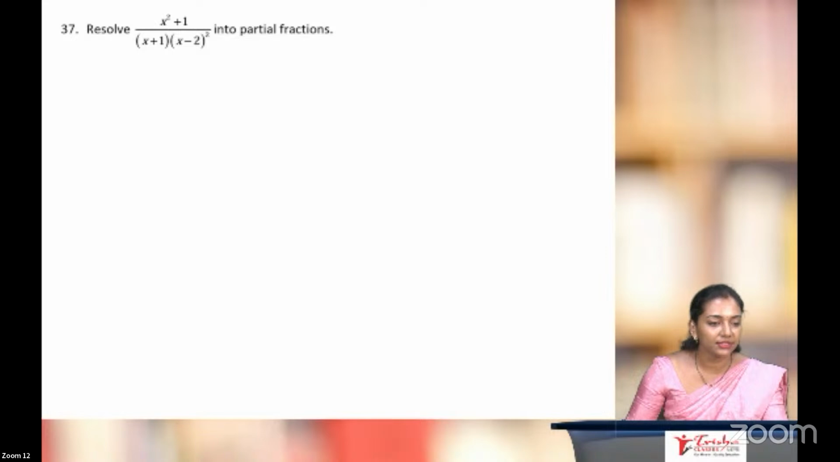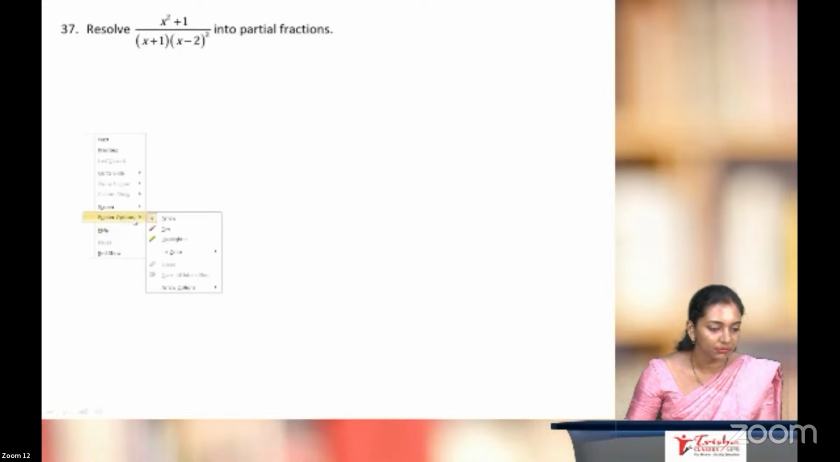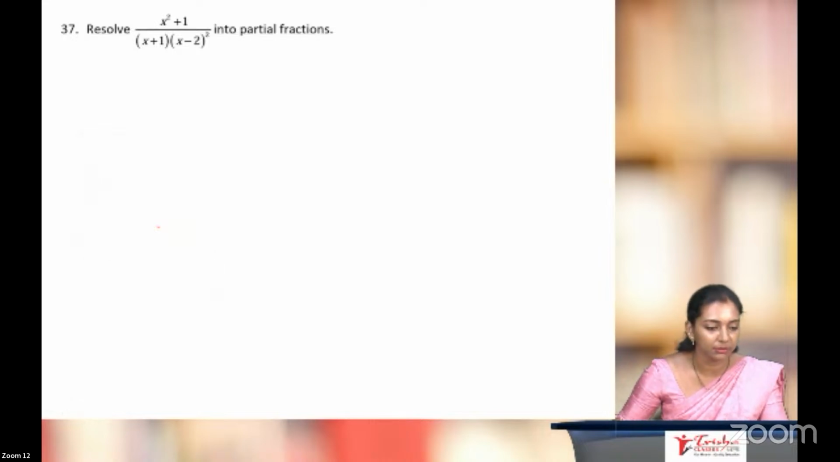Okay, welcome back, students. So we'll just solve the 37th question under partial fractions. As you know, in the problems under partial fractions, you can get repeated factors in the denominator. So most probably only such questions you can expect. So just solve this one. You have all solved it already, but we'll just go through a brief session.